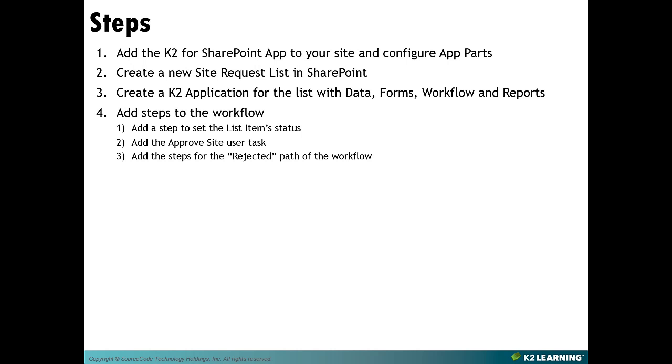Okay, so in step 4.3, we want to build the steps for the rejected path of the workflow. When the SmartForms task participant rejects a site request, we want the workflow to send the site requester or workflow originator an email notification stating that their request has been rejected. Then we're going to update the status column of the request item in the SharePoint list so that it reflects the rejected action as well. So let's move on and build this section out in our workflow.